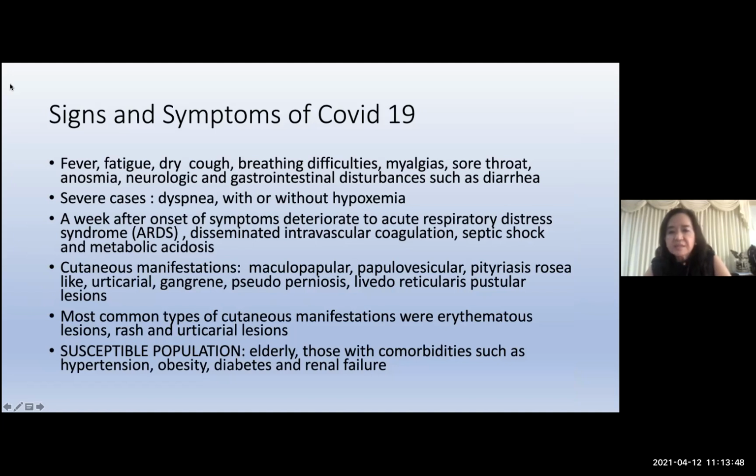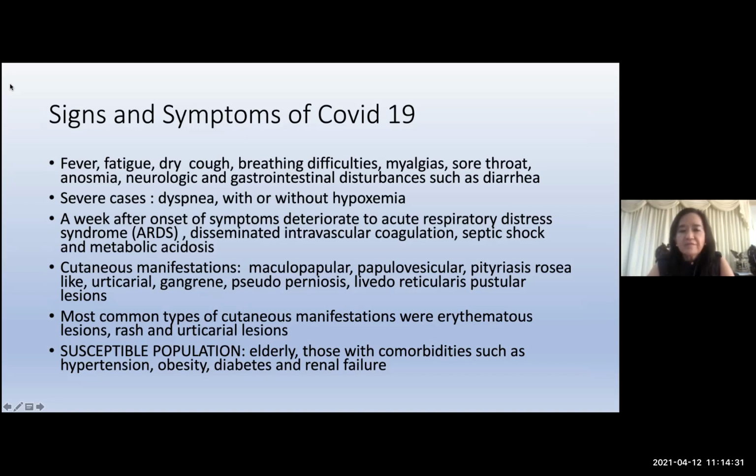So what are the signs and symptoms of COVID-19? Let's go over it briefly. We know there's fever, fatigue, dry cough, breathing difficulties, myalgia, sore throat, anosmia, neurologic and gastrointestinal disturbances such as diarrhea. However, lately, with the new variant, there is no fever, there is no cough, there is no cold. So now it becomes a condition where you have to have a high level of suspicion. In severe cases, you have dyspnea with or without hypoxemia. And a week after the onset of symptoms, it can deteriorate to ARDS, DIC, septic shock, and metabolic acidosis.